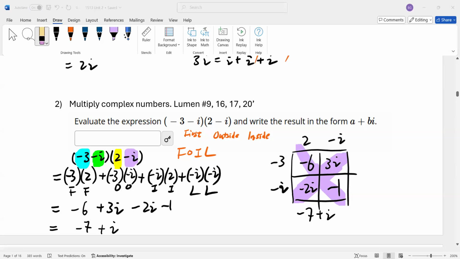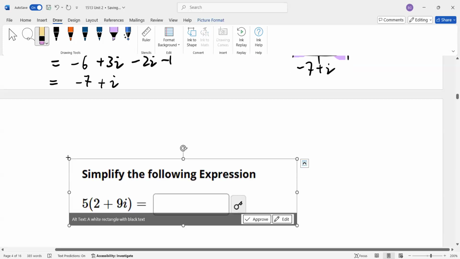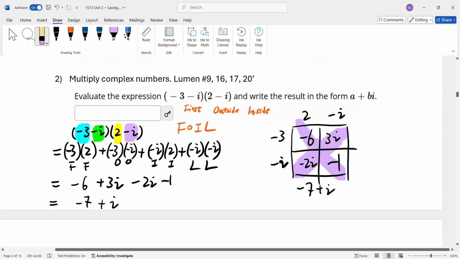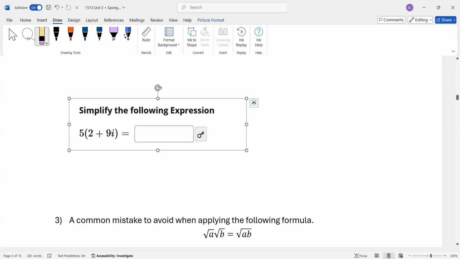Yeah, I'm going to give you a chance to practice. Hold on. Yeah, number 16. This one. Oh, okay. This one is different. Number 16 and 17 and 20.